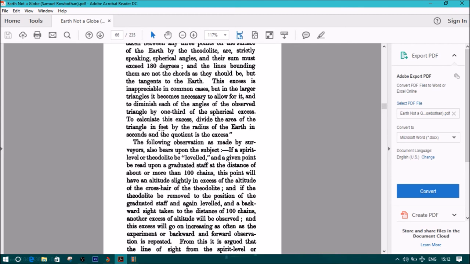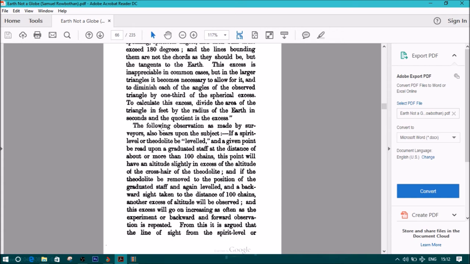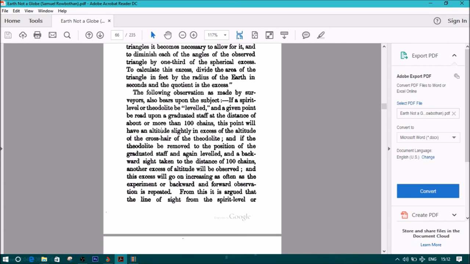To calculate this excess, divide the area of the triangle in feet by the radius of the Earth in seconds, and the quotient is the excess. End quote. The following observation, made by surveyors, also bears upon the subject. If a spirit level or theodolite be, quote, leveled, and a given point be read upon a graduated staff at the distance of about or more than 100 chains, this point will have an altitude slightly in excess of the altitude of the crosshair of the theodolite.